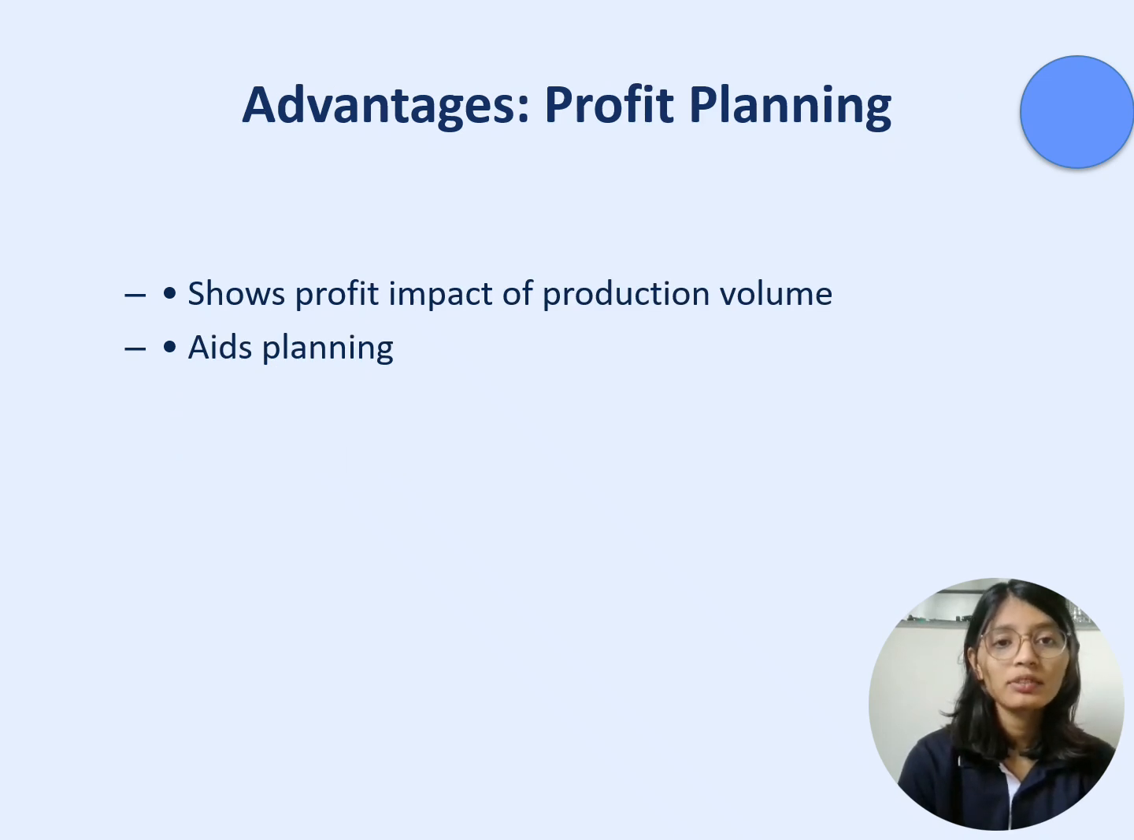This method helps in profit planning. It shows how profit changes when production or sales volume increases or decreases. Management can plan future production levels to achieve desired profit.